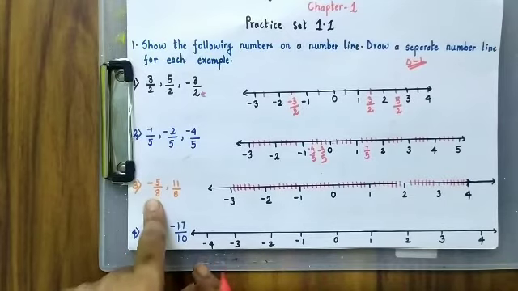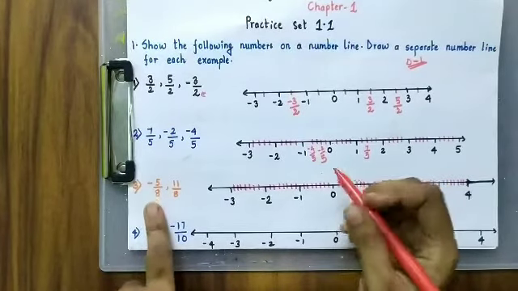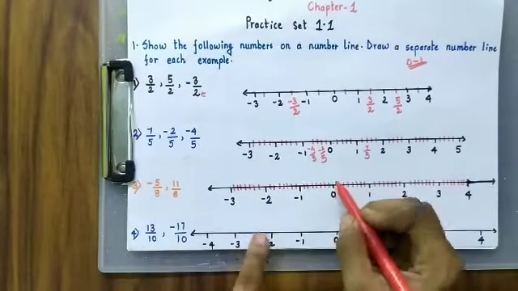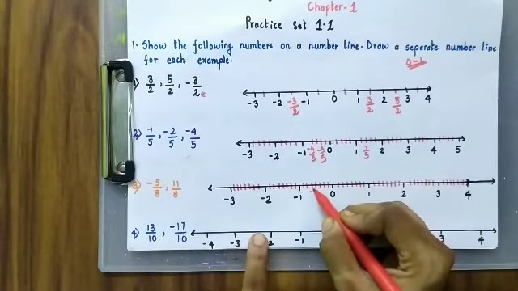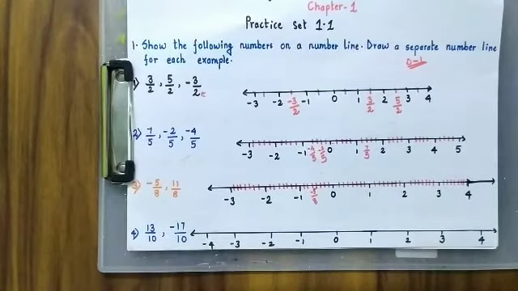As the number is negative, we'll move towards left from 0. How many steps? 5 steps. 1, 2, 3, 4 and 5. So minus 5 by 8 will lie here. This is 5. Okay. Now the next number is 11 by 8.